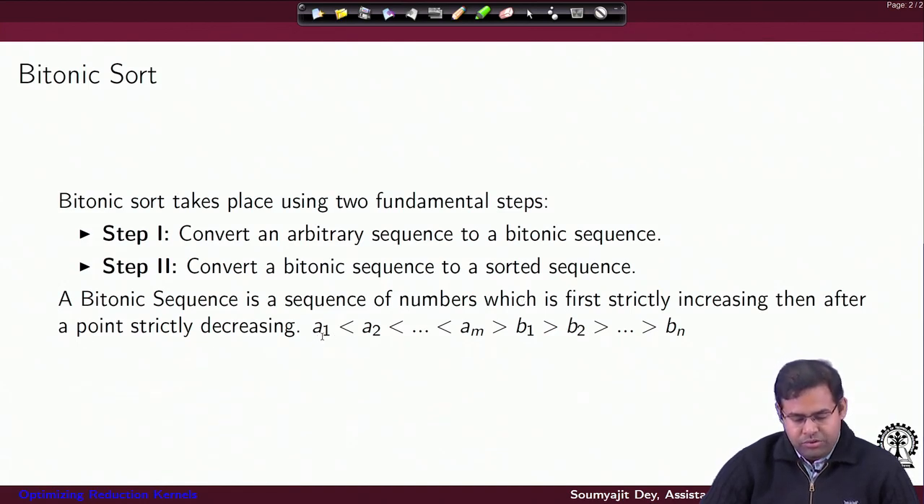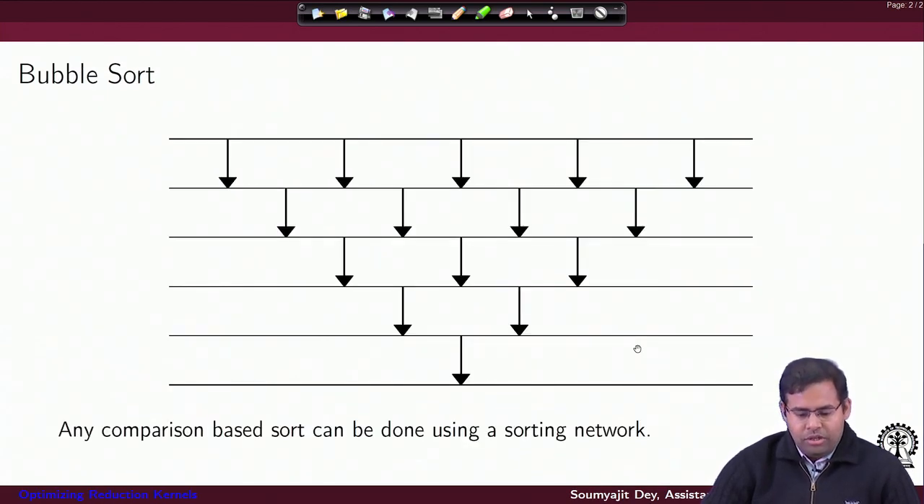For example, this. It's increasing up to AM, and then from AM to BN, it's strictly decreasing. So this is a Bitonic sequence, and the first step of the Bitonic sort method is to consider as input any permutation of values or key value pairs and convert it into this kind of a sequence. And then the second step is, you take this Bitonic sequence as input and convert it into a sorted sequence.